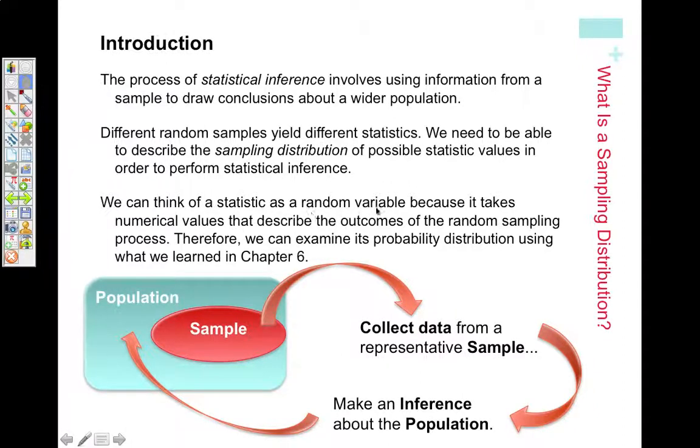A statistic is a random variable because it takes on numerical values that describe the outcome of the random sampling process. So we're going to be using probability distribution stuff that we looked at in the previous chapter.